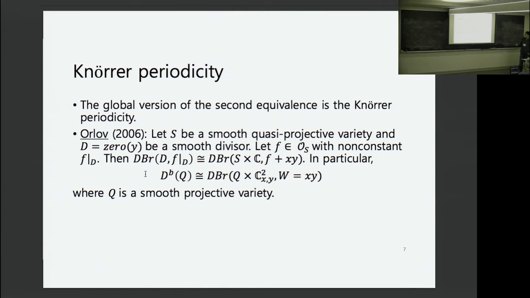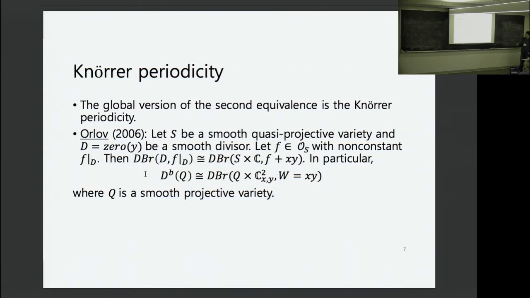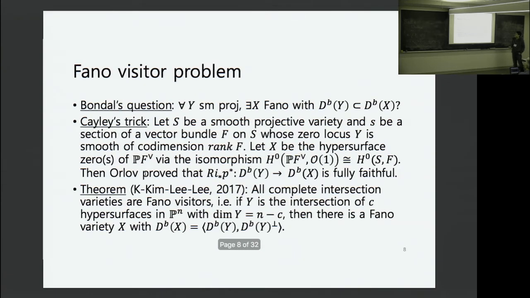So that's the global version of the Calabi-Yau Landau-Ginzburg correspondence. This part is known, but this kind of picture holds only locally. We don't have a global identification like this. So this part is still open, but the simple case is proved by Orlov. I should mention an interesting application of Orlov's construction.